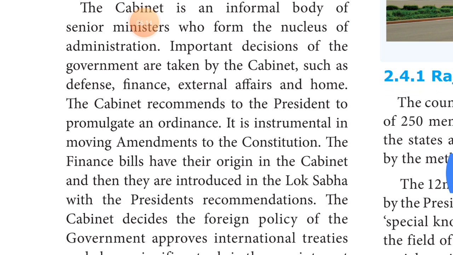The finance bill originates in the Cabinet and is introduced in the Lok Sabha with the President's recommendation. The finance bill actually originates from the Cabinet. The cabinet ministers first discuss the money bill or finance bill, then they get permission from the President.